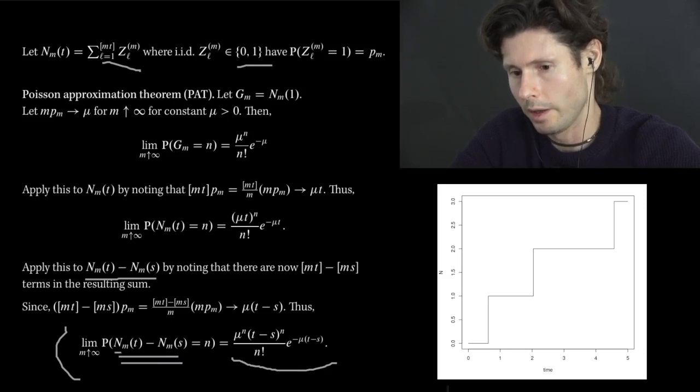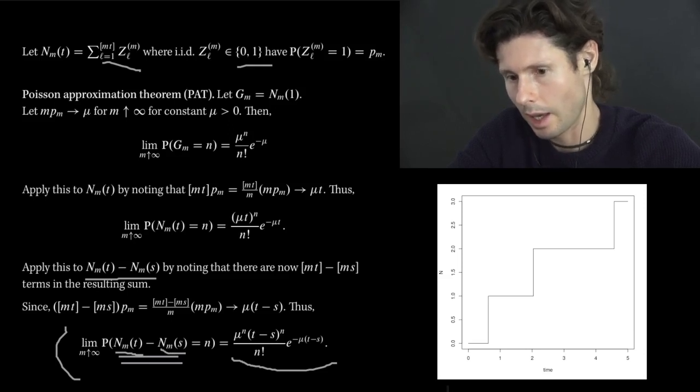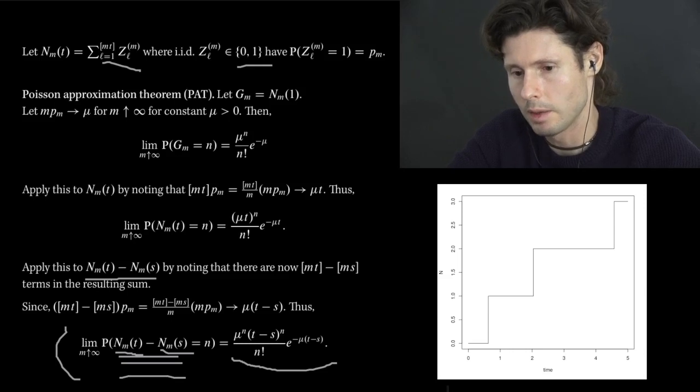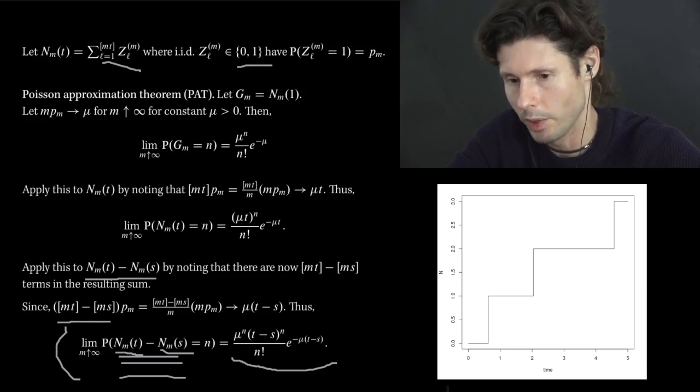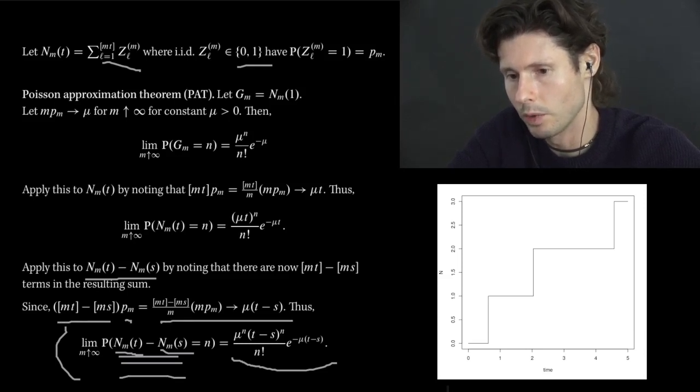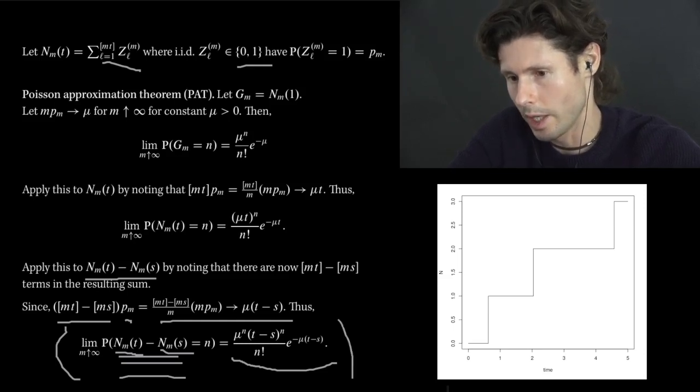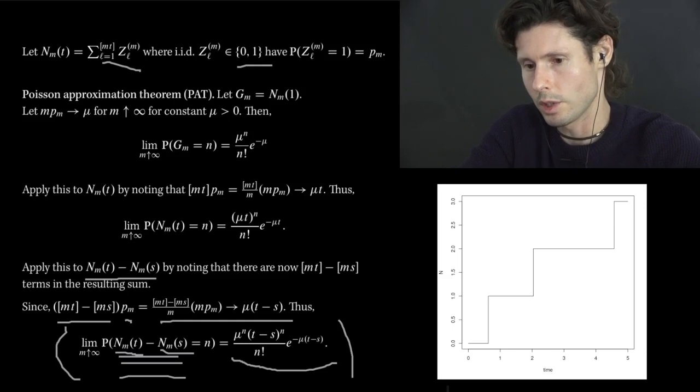So the M_n at time t sums over M_t things, and M at time s sums over M_s things. The number of terms in this sum is therefore M_t minus M_s, which is what I'm going to multiply P_m by to apply the Poisson approximation theorem, and immediately this leads to mu times (t minus s) as the limit, which is how you know that it's the rate of the Poisson distribution.